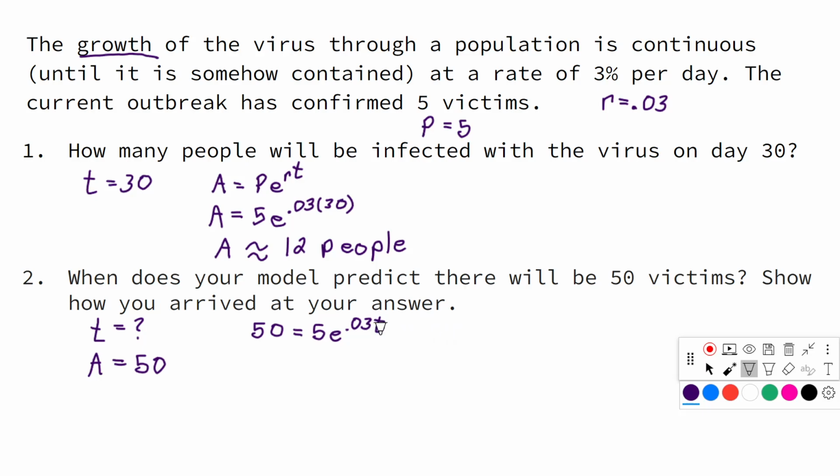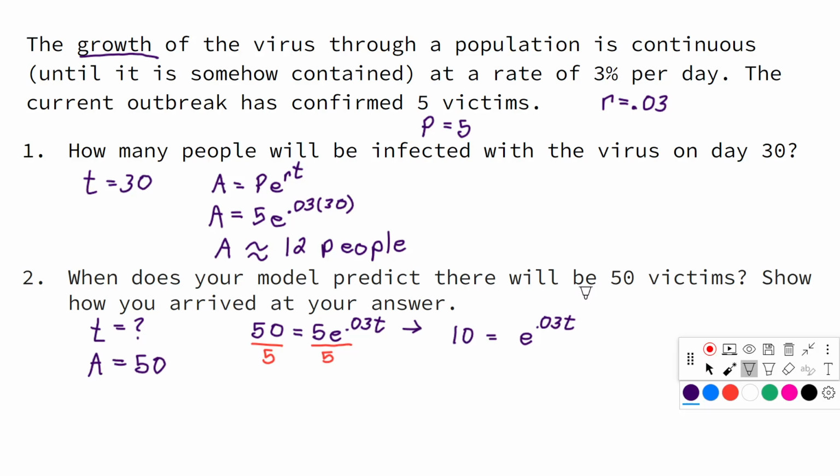Well, the first thing we want to do is isolate the power of e. To do that, I need to undo the 5 times e, and to do that we divide by 5. So now we have 10 equals e to the power of 0.03t. Now this is an exponential equation because the variable we're solving for is in the exponent. This is an exponential equation that we are solving.